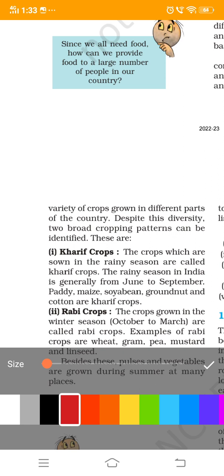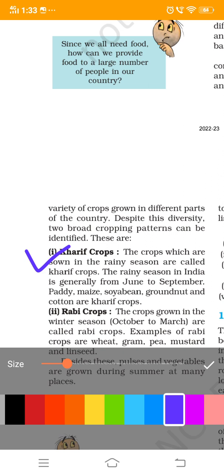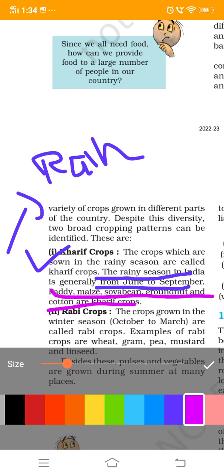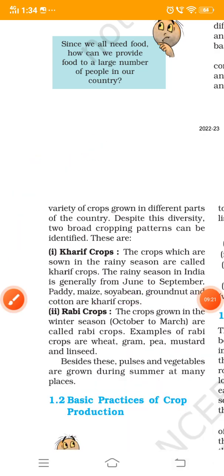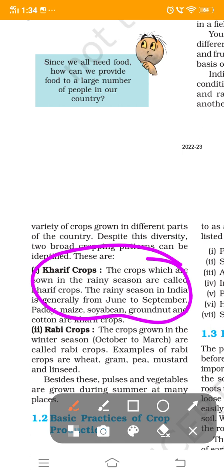Now Kharif crops are crops which are grown in the rainy season. Points to remember: rain. These crops are grown in the rainy season and known as Kharif crops. The rainy season in India is generally from June to September. Now paddy, maize, soybean, groundnut, and cotton are the Kharif crops. So this was about Kharif crops.